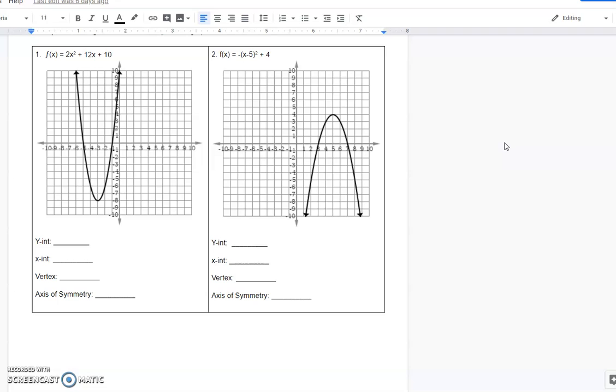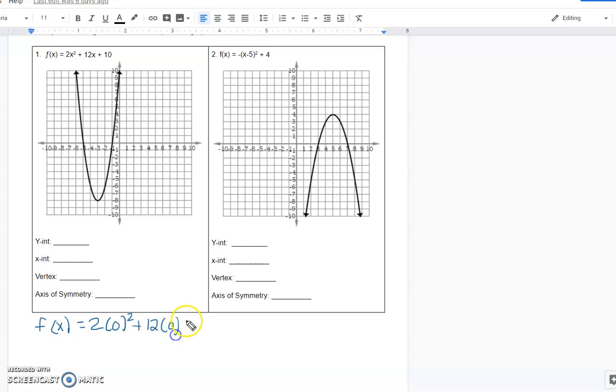Objective 1 is quadratic attributes. You are finding the y-intercept, x-intercepts, vertex, and axis of symmetry. The y-intercept, you may or may not be able to see it, so if you can't, then you need to calculate it, and I'm going to do that down here with my f of x equals 2x squared plus 12x plus 10. In order to find the y-intercept, that is when my x is 0.